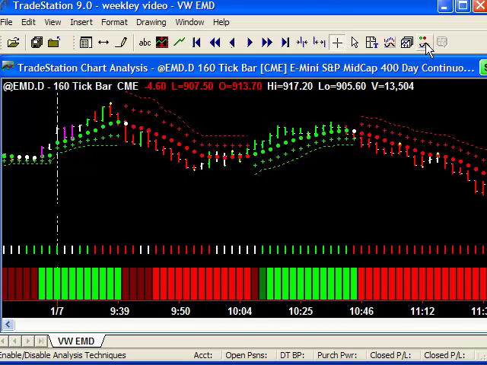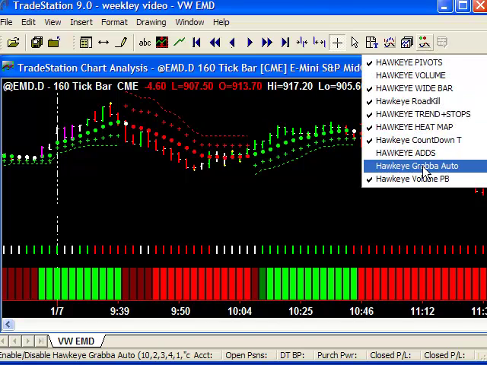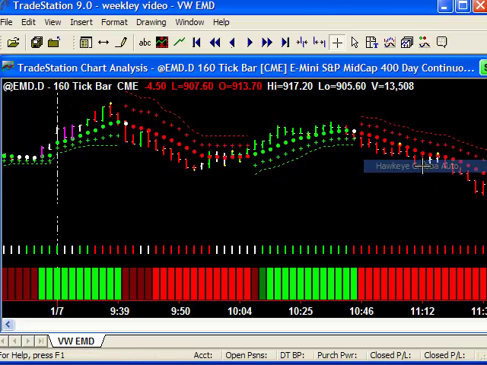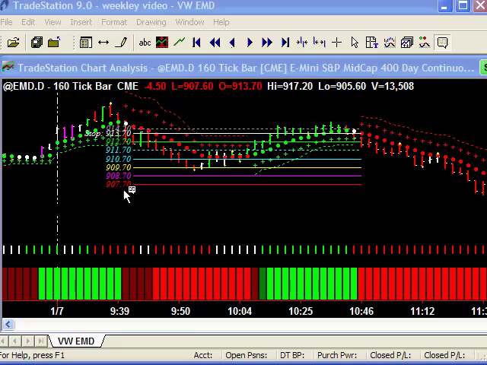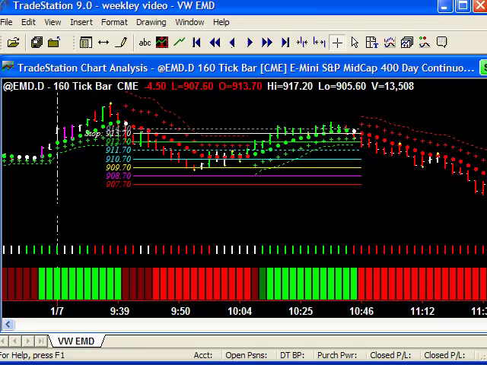I then go and put the Hawkeye grabber on, and the grabber is based on average true range, and that will tell me exactly how far I'm going to go on my money management. And what I'm looking for is my first exit to occur at the 9:10.70. Obviously you have to round it up, which is the blue line, which is 2 average true range move from my entry point.